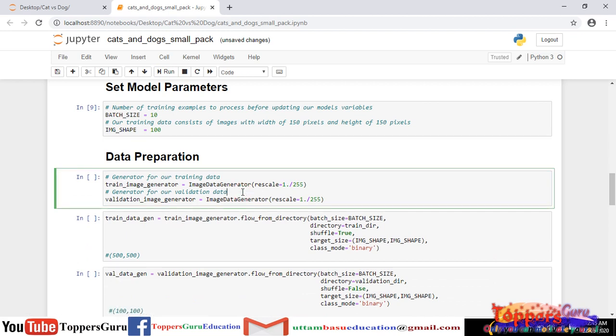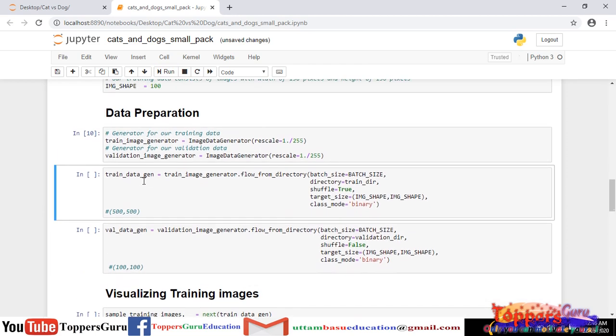Now I will generate our training and validation dataset. In the image generator, I will convert my image to a matrix. Here it is a color image, so one pixel is defined by an 8-bit value. So 8-bit means total 256 values, 0 to 255. I will rescale my images by 1 by 255, similarly for both cases, validation and train images.